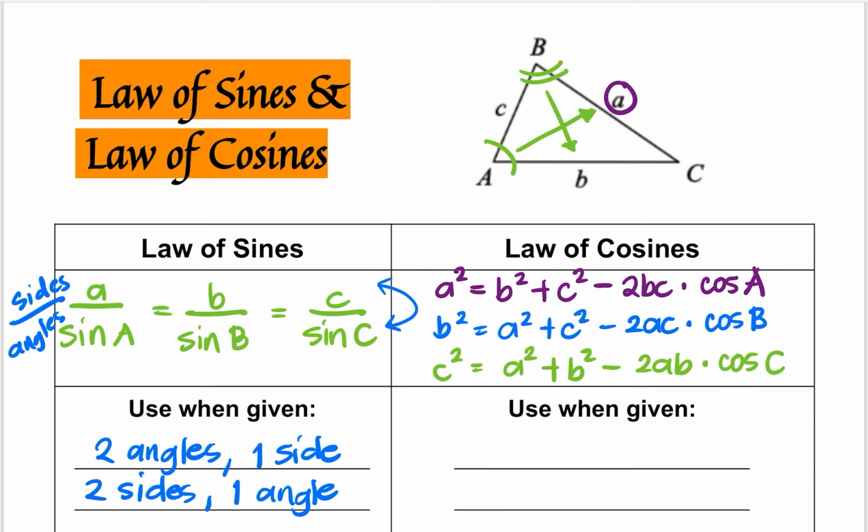When do we use law of cosines? We use law of cosines when we are given three sides and we're trying to find an angle, or when we are given two sides and one angle.